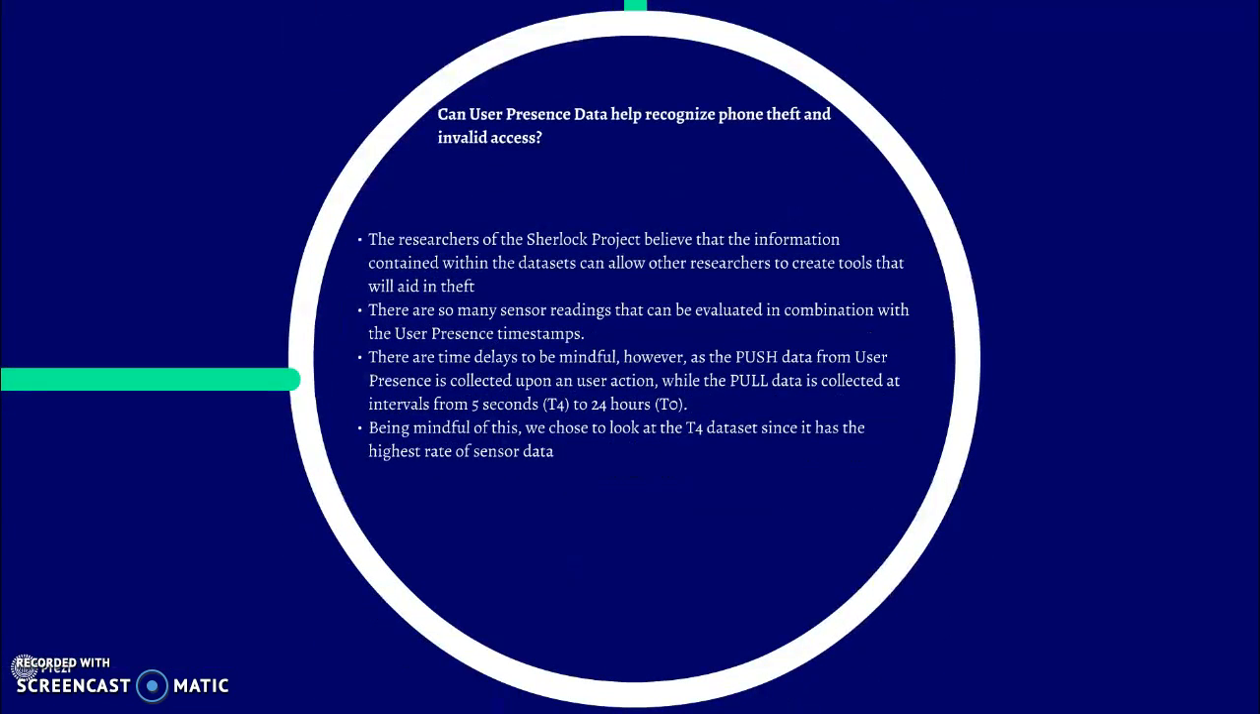Can user presence data help recognize phone theft and invalid access? The researchers of Sherlock Project believe that the information contained within the datasets can allow other researchers to create tools that will aid in theft. There are so many sensor readings that can be evaluated in combination with the user presence timestamps. There are time delays to be mindful of, however, as the push data from the user presence is collected upon a user action, while the poll data is collected at intervals from 5 seconds T4 to 24 hours T0. Being mindful of this, we chose to look at T4 dataset since it has the highest rate of sensor data.